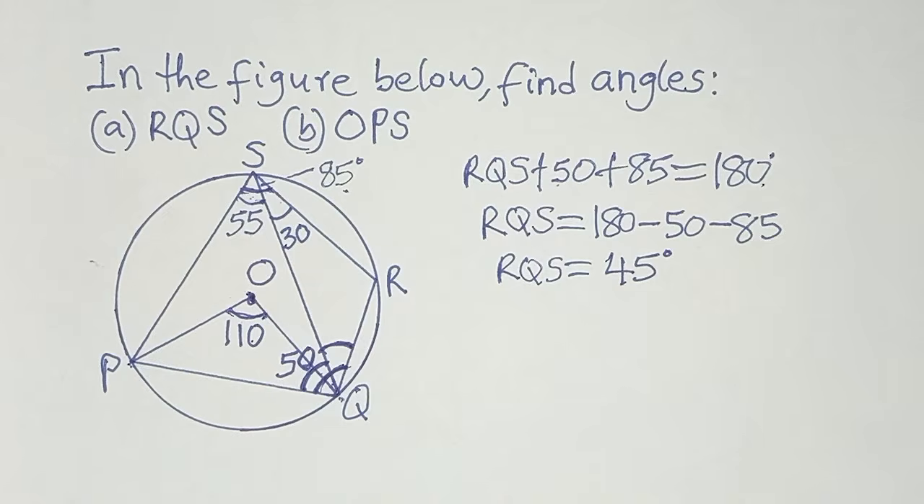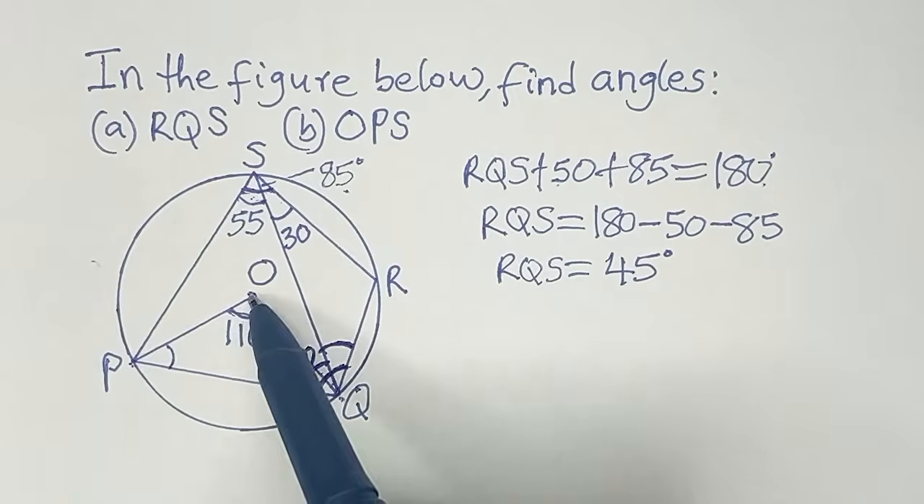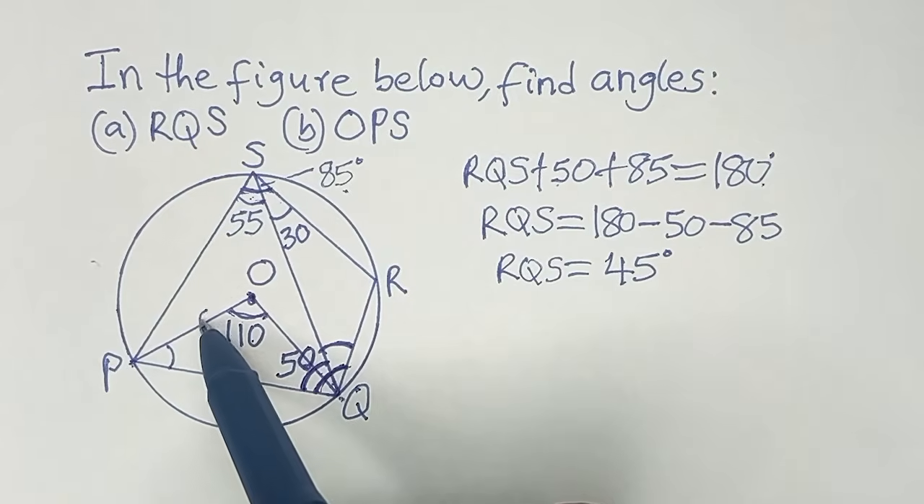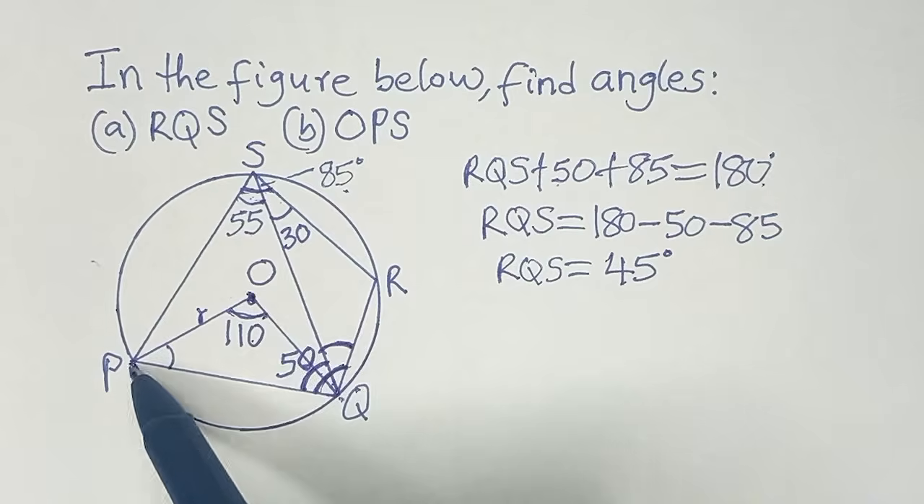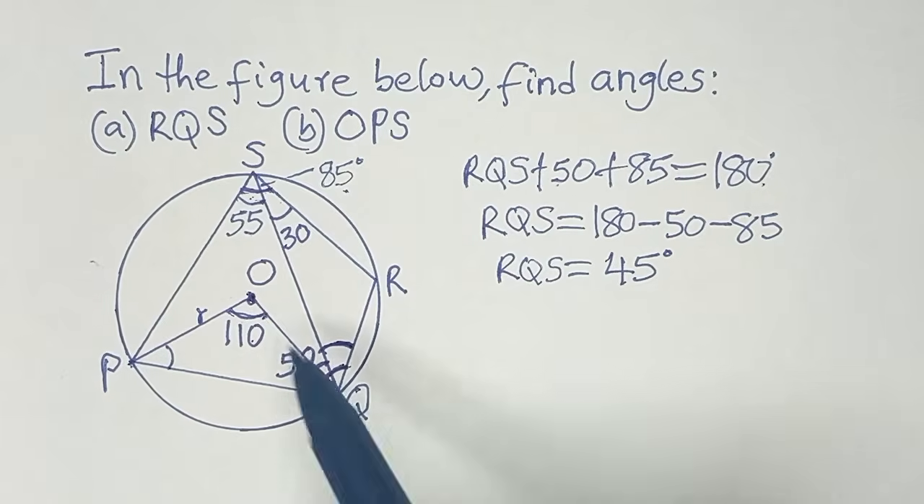This second angle that we're asked to look for. But before we do that, let's get these two base angles here. From center to circumference is a radius. So this line is a radius. Then from center to circumference 2, this line is the radius of the circle.